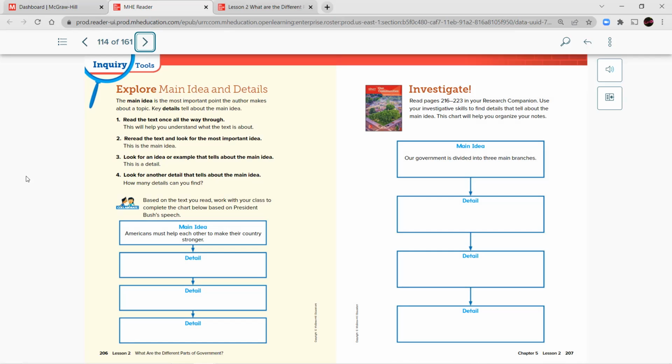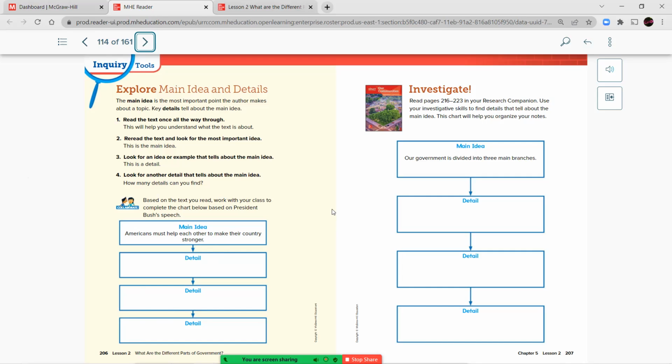Now let's go ahead and take a look at our first main idea here. Our main idea says Americans must help each other to make their country stronger. So some of the details that we found in our reading were that helping others makes us feel more positive and makes us feel better. The key to solving problems is for individuals to volunteer and work together. And another key detail is the condition of our country can be measured by the way that we work together. So those are three details that we can add over here under our main idea.